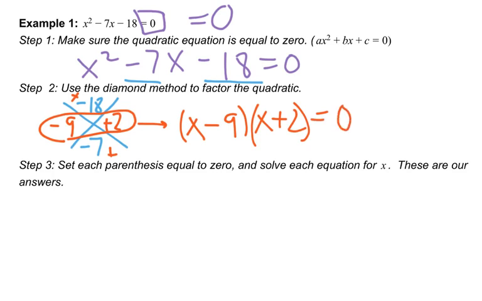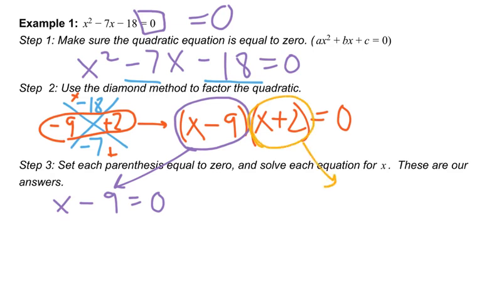And now our third step, which we haven't done yet, is set each parentheses equal to 0 and solve each equation for x. These are our answers. So what I mean by that is we're going to take this parenthesis, x minus 9, and separately set it equal to 0, x minus 9 equals 0. And in the same way, I'm going to take this parenthesis here, x plus 2, and separately set it equal to 0. And we need to solve both equations for x.